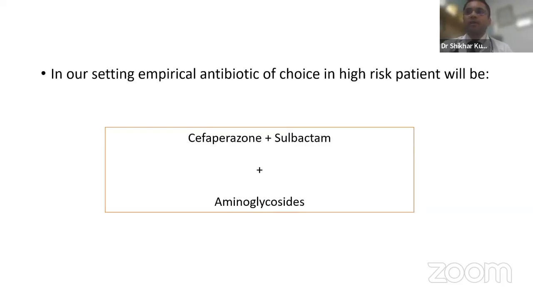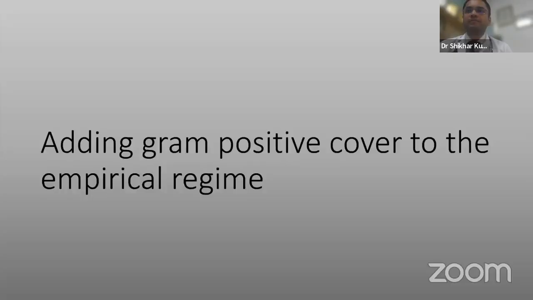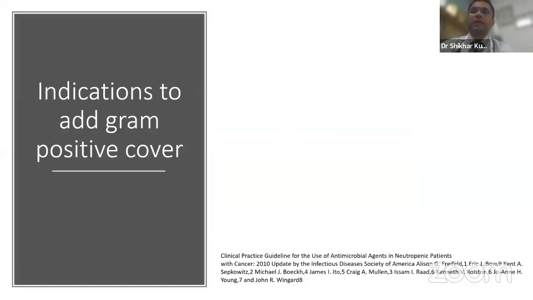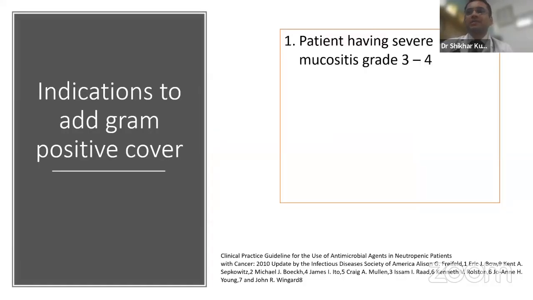Someone who has a pneumonia, you do a CT chest, you see a consolidation. Someone who has, you're suspecting that the patient has a catheter related infection. Someone who is having hemodynamic instability, someone who is having hypotension, you need to push in a bolus of fluids just to stabilize the BP. And of course, someone who has a prior positive culture. In these all indications, you would add gram-positive cover.